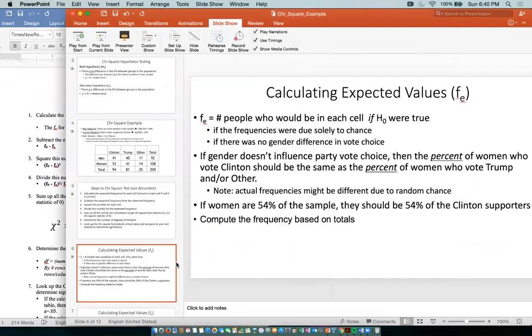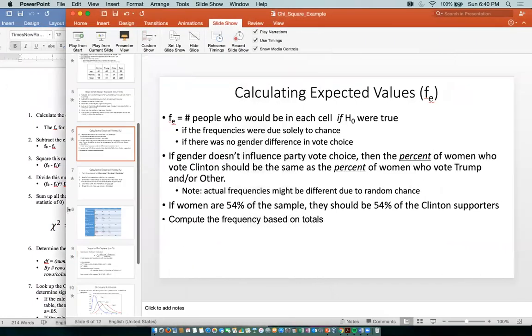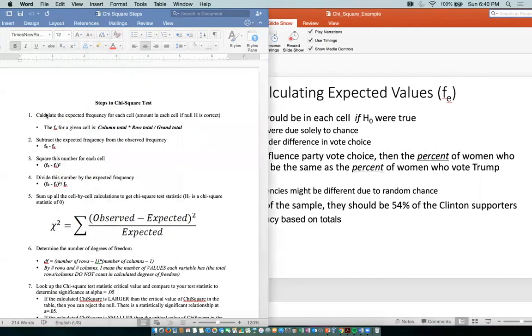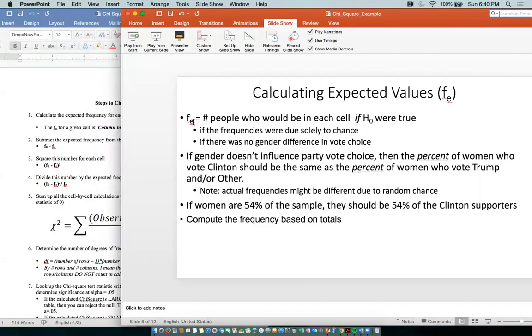So let's move this over here. Cool. So step 1 to our chi-square test is to calculate the expected frequency for each cell. What amount we should observe in each cell if the null hypothesis is true. And this is notated as F sub E. So the number of people who would be in each cell if the null were true. And again, keep in mind, this is if any kind of differences were occurring solely due to chance, and if there was no gender difference in how people voted.